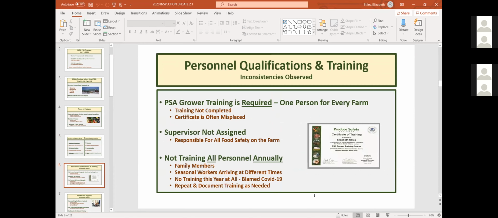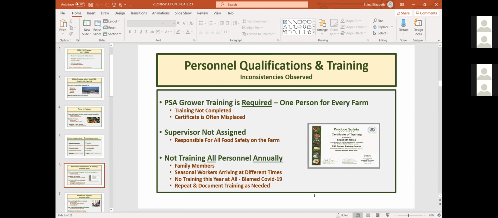So we're looking at things that we're calling inconsistencies. And these really are the things that we want to point out, the main points that are being missed. So the PSA grower training is required, 1 person for every farm. In some cases, the training has not been completed, and really quite often the certificate is misplaced. So when you get that certificate in the mail, frame it, scan it on a computer, whatever you need to do to keep track of that.